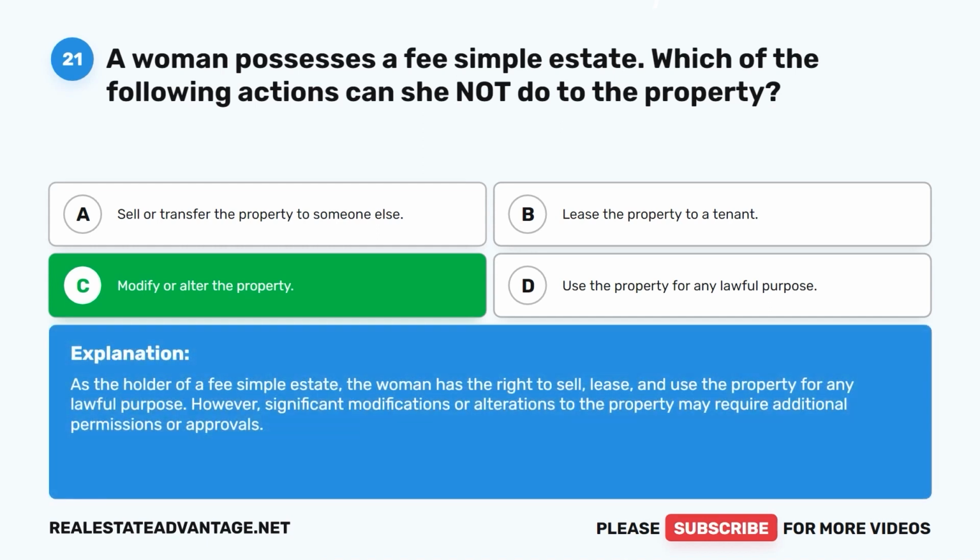As the holder of a fee simple estate, the woman has the right to sell, lease, and use the property for any lawful purpose. However, significant modifications or alterations to the property may require additional permissions or approvals.